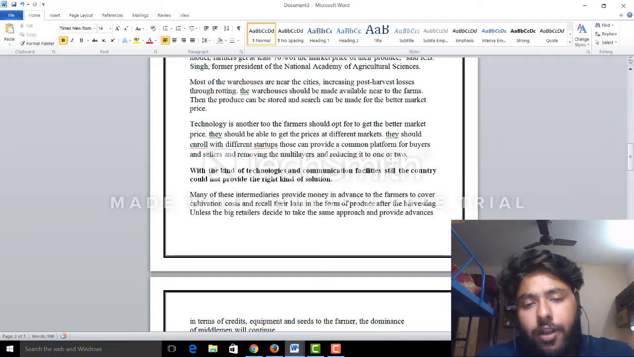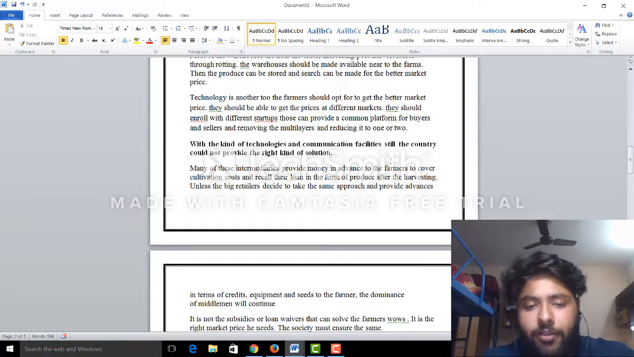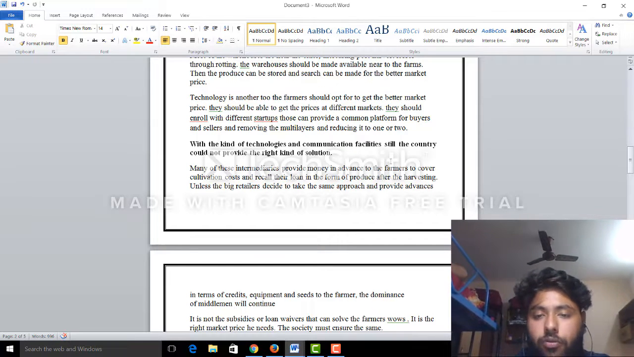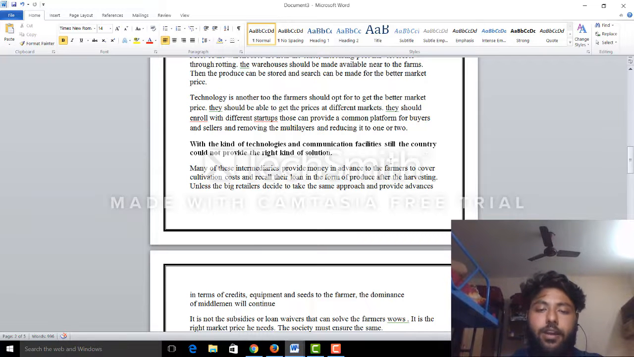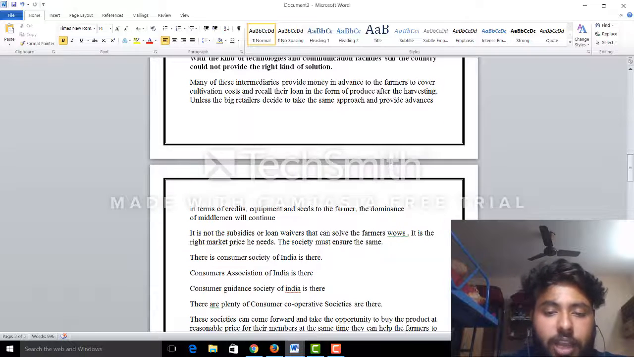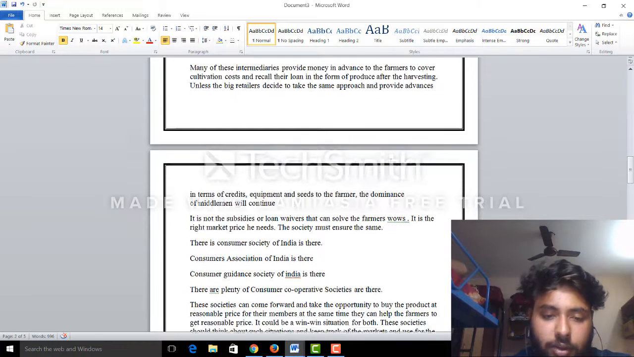Even with these technologies and communication facilities, the country could not provide the right kind of solution. Many of these intermediaries provide money in advance to the farmers to cover cultivation costs and recall their loan in the form of produce after the harvest. Unless the big retailers decide to take the same approach and provide advances in terms of credit, equipment, and seeds to the farmers, the dominance of middlemen will continue.